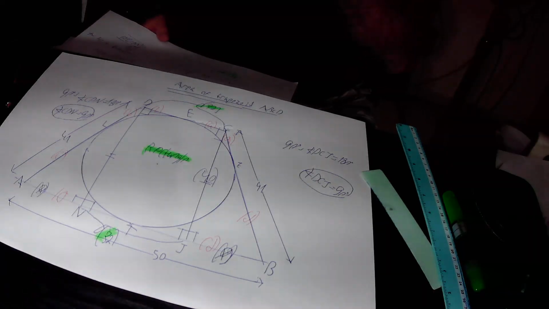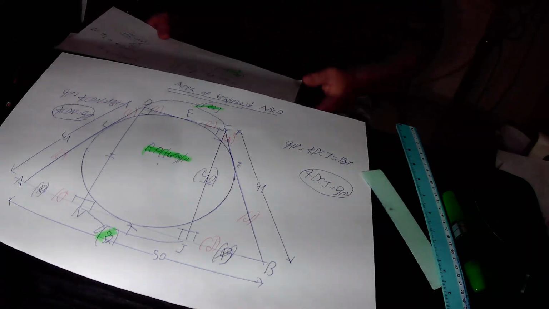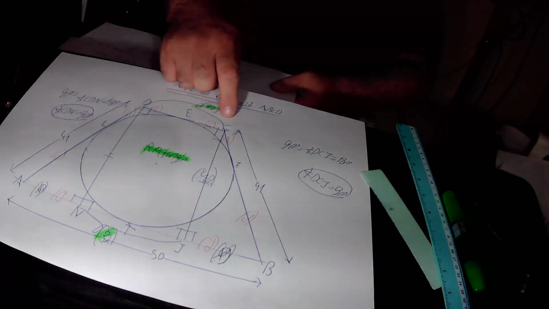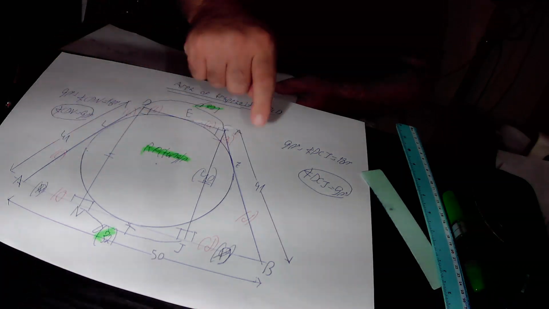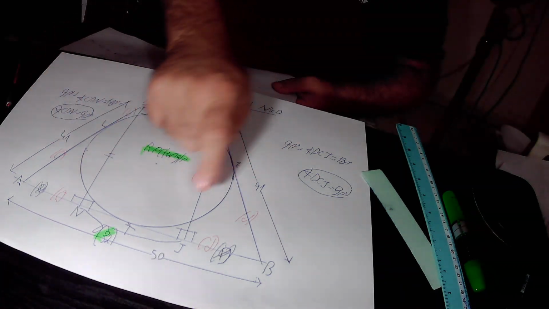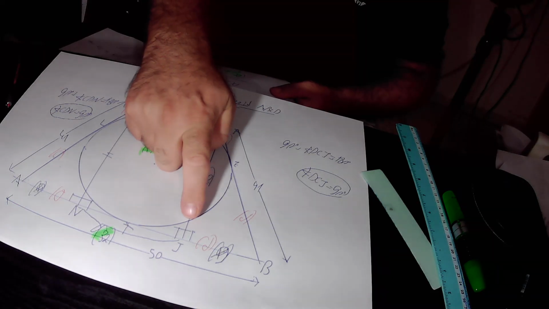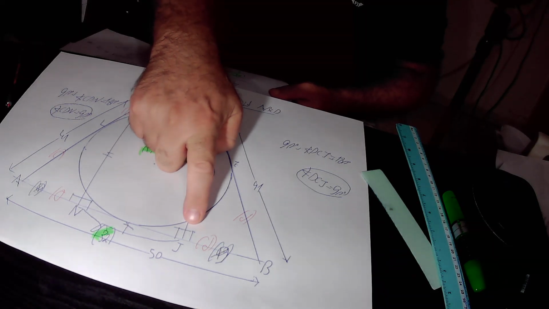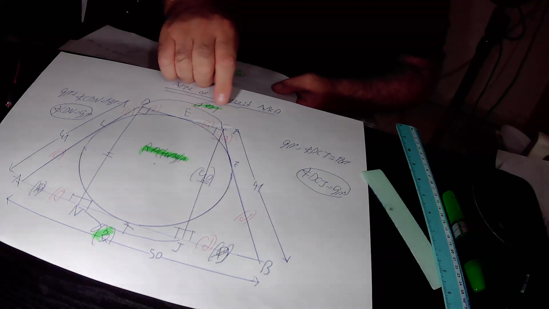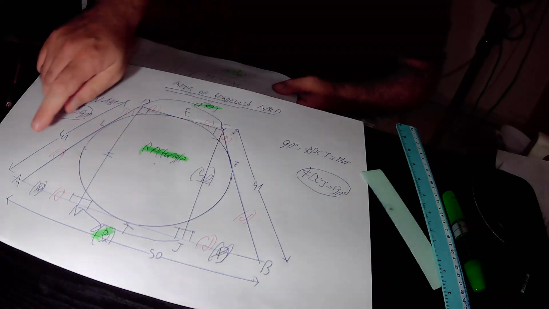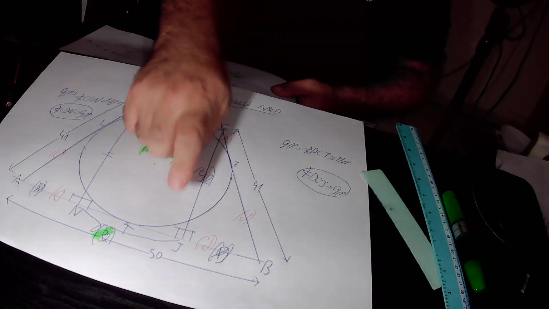In the next step, we did a construction: from point C, we draw a perpendicular on AB. So this angle equals 90 degrees, and this angle also equals 90 degrees according to our construction. We define the touching point of the perpendicular from point C and AB. This point is point J.